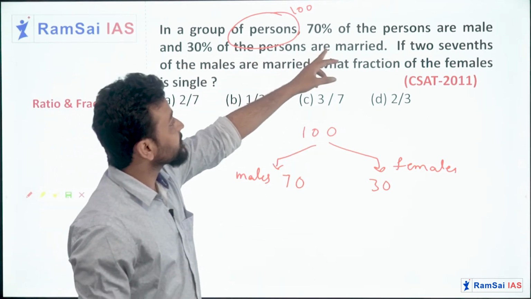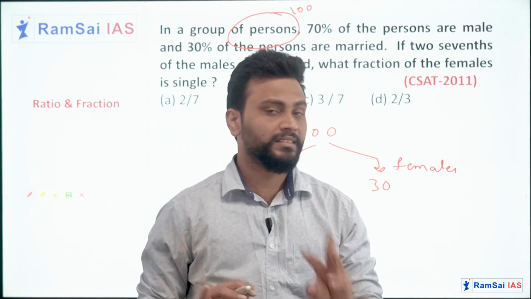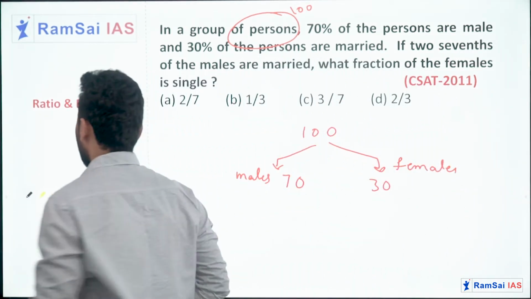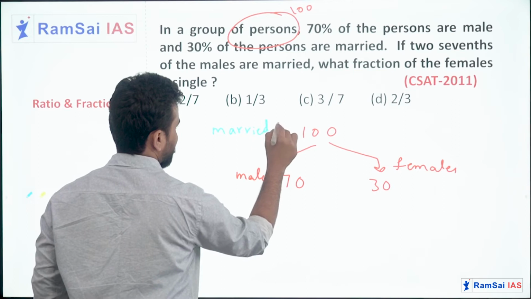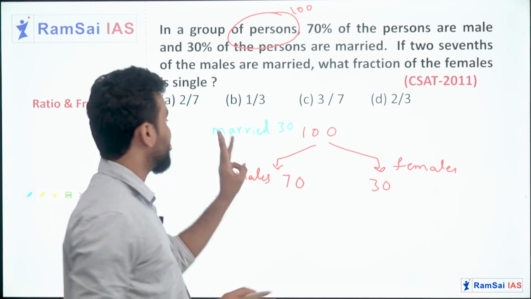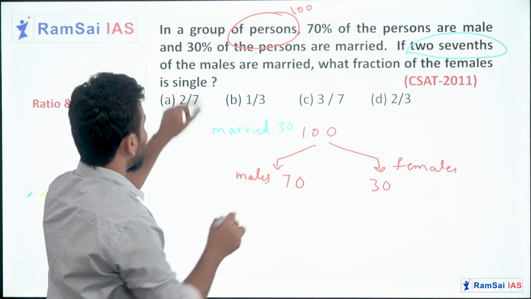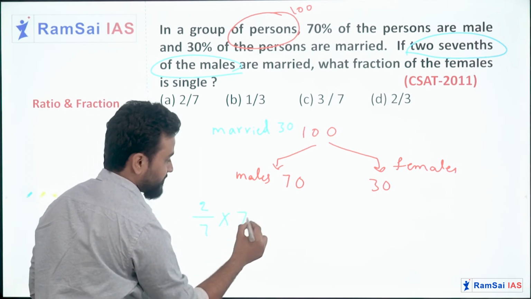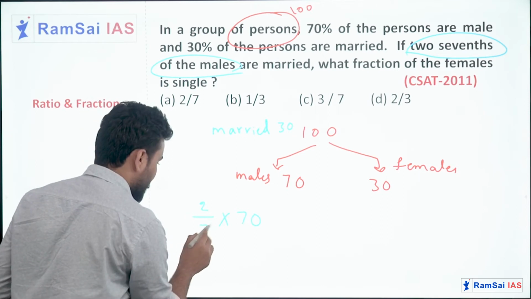Now, 30% of the persons are married. We don't know how many males, how many females are married, but overall 30% of the group. So, out of 100, 30 people are married. Total married are 30. I don't know how many men and how many women are married, but overall it is 30. Then 2/7 of male candidates, total males are 70, are married. So just do the calculation.